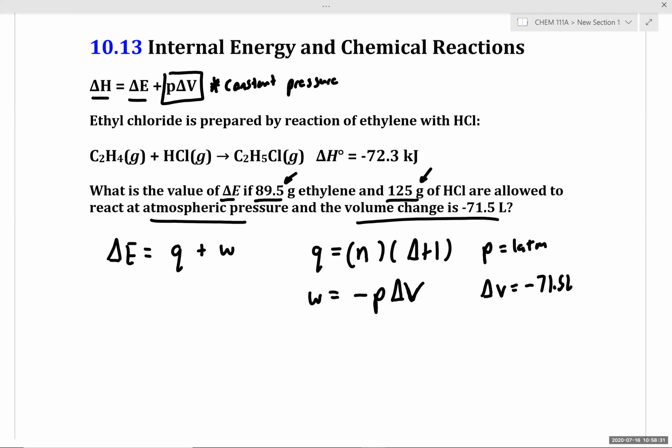Okay, so in terms of what we're trying to do, internal energy is the sum of heat and work.